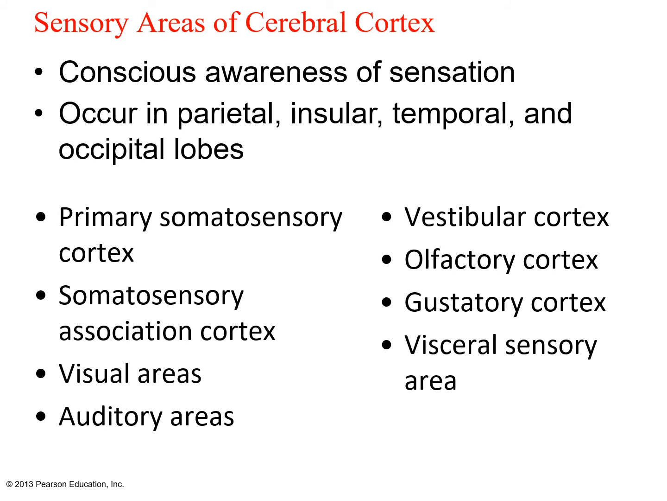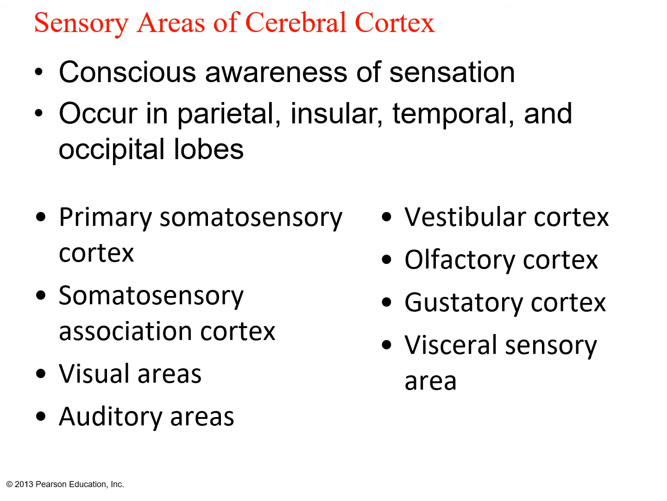Next, we're going to cover the sensory areas of the cerebral cortex. These give us conscious awareness of sensation. So basically anything that you feel, you're perceiving in these areas of the cerebral cortex. Now, the sensory areas occur in all of the lobes except for the frontal lobe: the parietal, insular, temporal, and occipital lobes. You may have noticed the frontal lobe is concerned with motor movements and other functions, which we'll cover in just a little while.